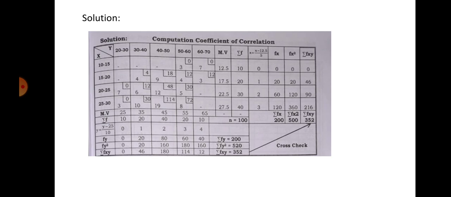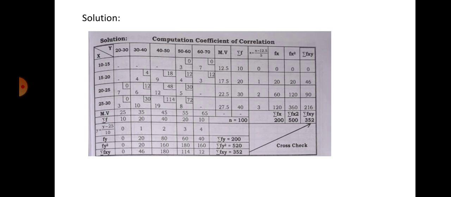Add all the values now. 4 plus 18, 22, plus 12, 34, plus 12, 46. This is our sigma Fxy column sum. Now we can do it afterwards. First let us complete the cell frequency. How to find this one?